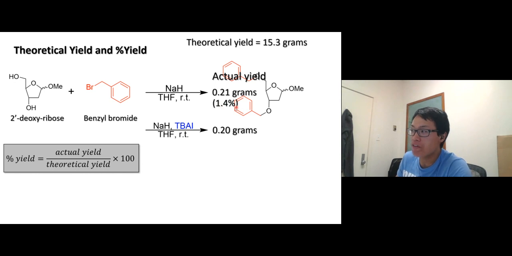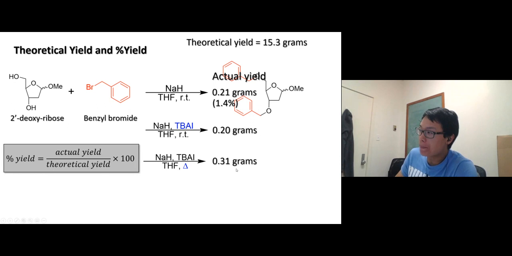That's still low, about 1.4%. I mean, nothing different. All right, try to do something else. Let's try heating it up. So change the room temperature to an elevated temperature, heat up the reaction. I got 0.31 gram, a little bit better. If you do the percent yield here, it's probably 1.7%, maybe. I mean, it's still low, right?